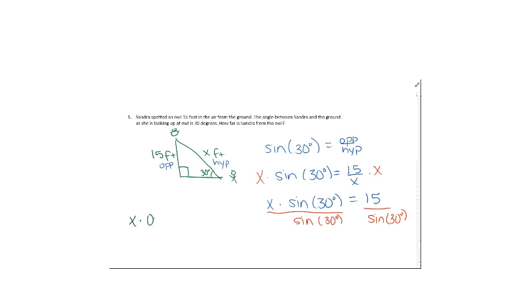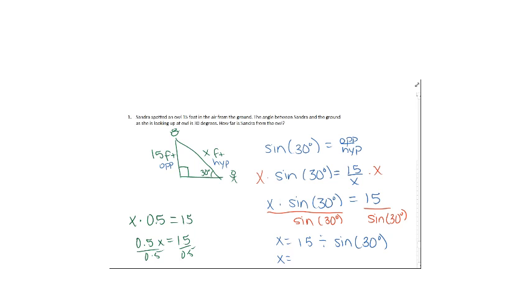X times 0.5 equals 15, or 0.5x equals 15, where you divide both sides by 0.5 to solve for x. So that's basically what we're doing. You just don't know that the sine of 30 degrees is 0.5, so you divide both sides by sine of 30 degrees. So x is going to equal 15 divided by the sine of 30 degrees, and when you put that into your calculator, it's going to substitute 0.5 in the place of sine of 30 degrees, but you don't ever see that happen.